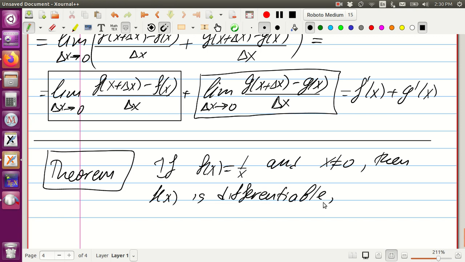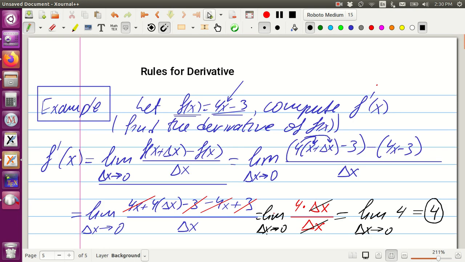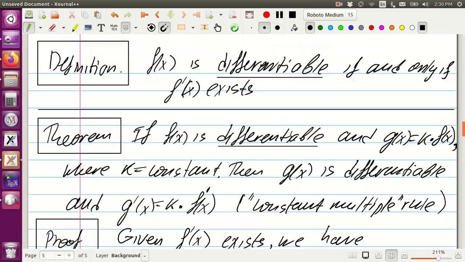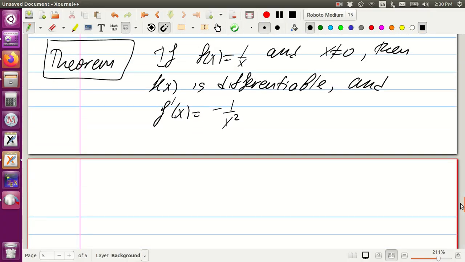Differentiable means you can find derivatives, but not only that, we're going to actually show what the derivative is. Derivative of 1 over x is negative 1 over x squared. And we'll try to establish this result. So let's try to do that. We'd like to show the derivative of 1 over x is negative 1 over x squared. And the only tool we have for now is the definition, nothing else. So we will do that.